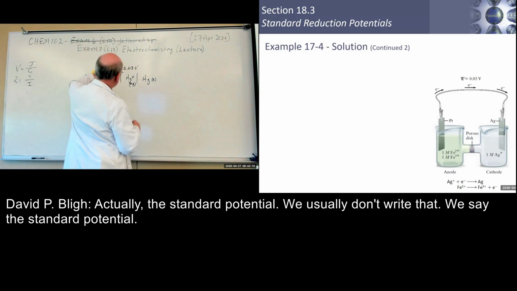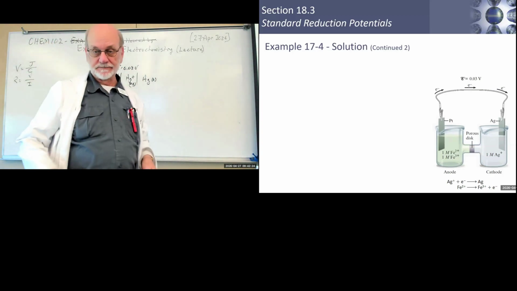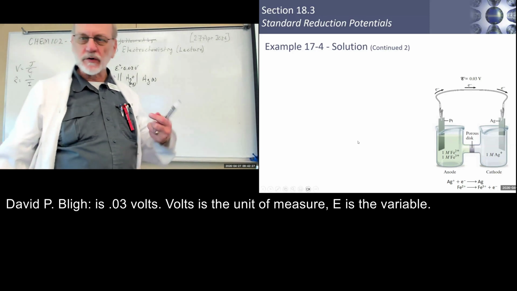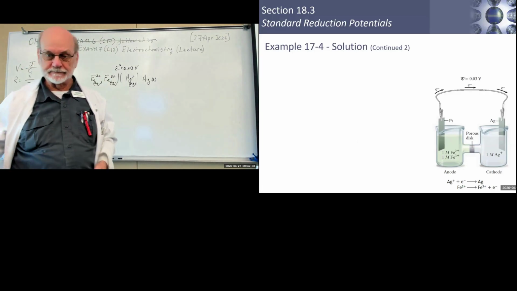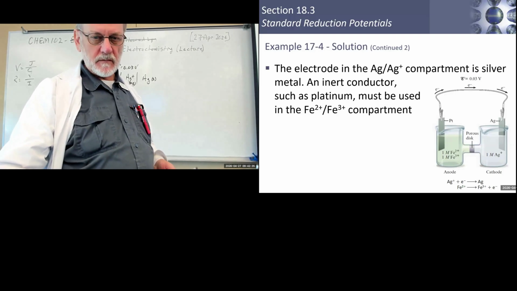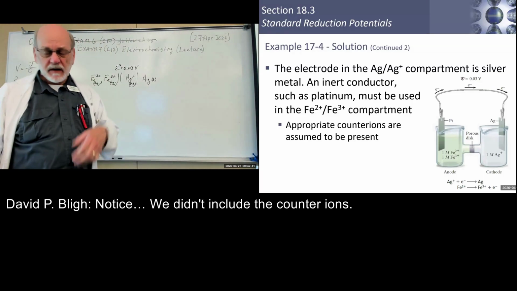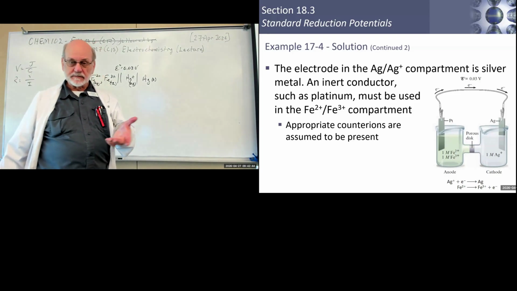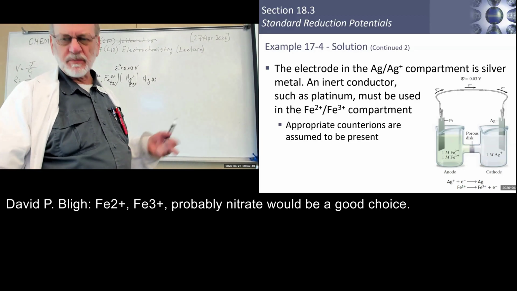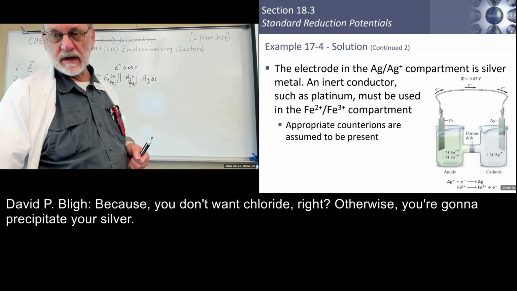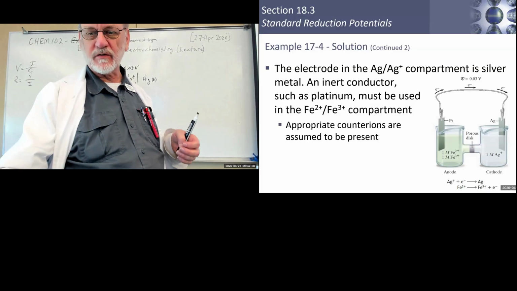Actually, the standard potential, we usually don't write that. We say the standard potential is 0.03 volts. Volts is the unit of measure. E is the variable. Notice we didn't include the counter ions. Fe2 plus, Fe3 plus, probably nitrate would be a good choice because you don't want chloride, right? Otherwise, you're going to precipitate your silver.